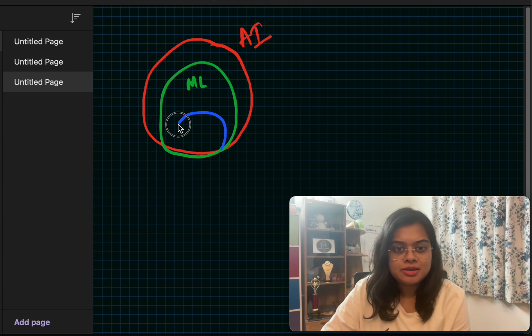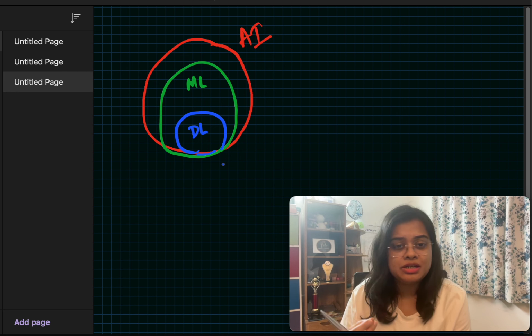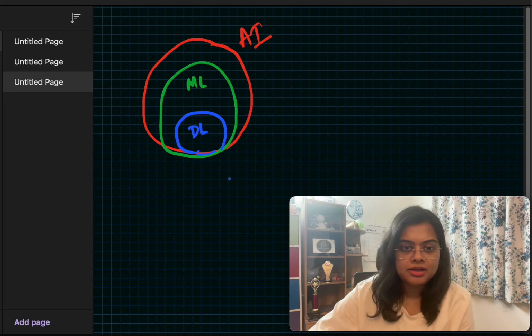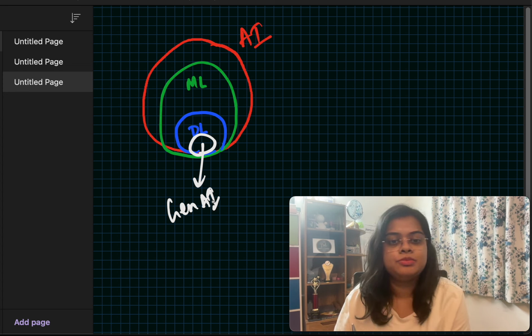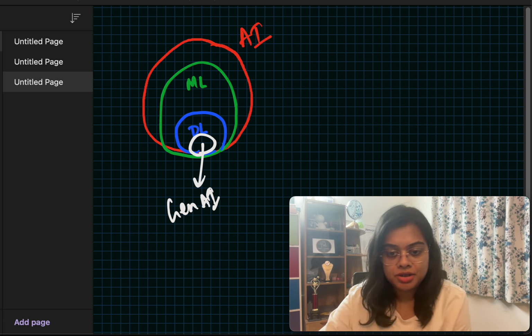And within this, there is a subset which is called deep learning, DL. Deep learning stands for ways in which we use neural networks, artificial neural networks, which basically imitate how human beings think and work. It is a subset within machine learning. And finally, we have generative AI within deep learning, because generative AI uses a lot of concepts which are derived and used from deep learning. So this is the current landscape of how AI, ML, deep learning, and Gen AI are related to each other.